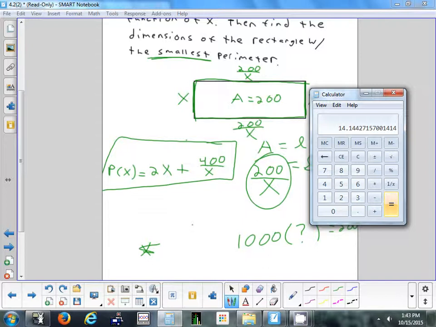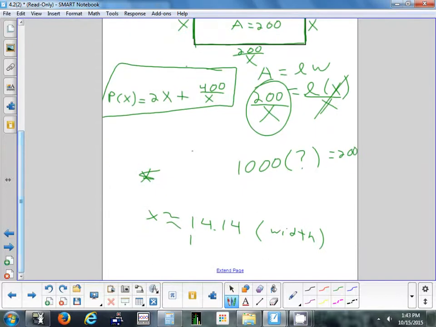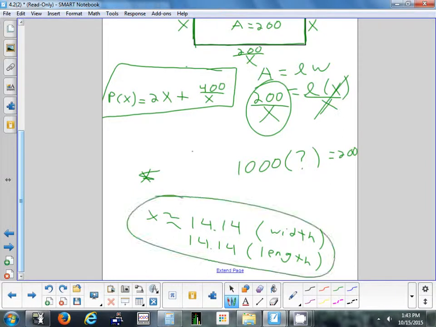It's a square. We've done this before. It's just a different way to do the problem, involving an asymptote and a minimum. So the dimensions would be a square and the perimeter would be 56.